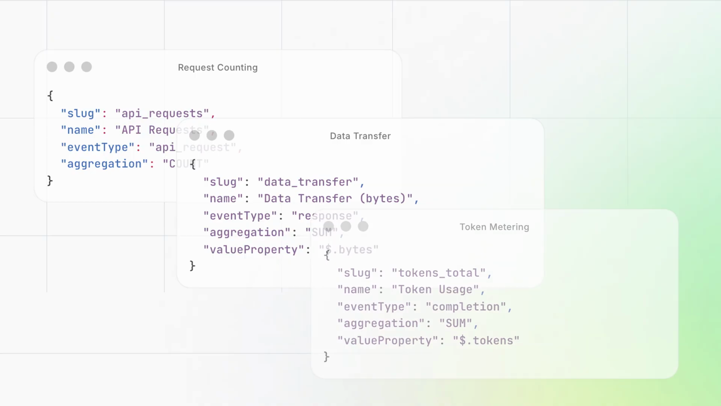The pattern is always the same. A meter watches for a specific event type, extracts a numeric value, and then aggregates it however you tell it to do it. You control the events, the system does the math.